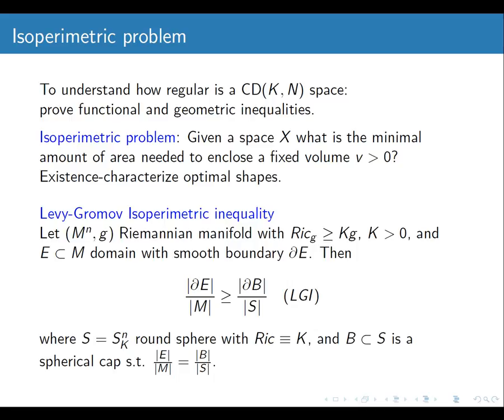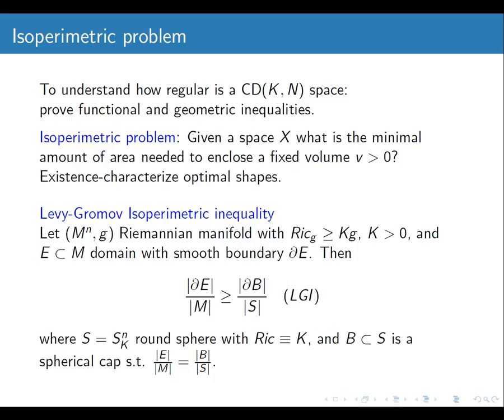A possible variant of the isoperimetric problem is the isoperimetric inequality stated in terms of comparison geometry. That takes the name of Levy and Gromov, who proved this form of comparison isoperimetric inequality in this setting. So this theorem is just in the smooth world.